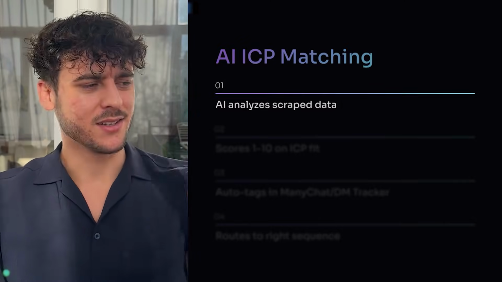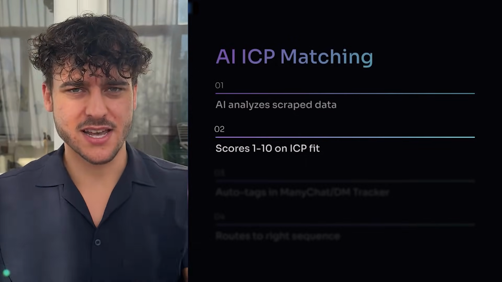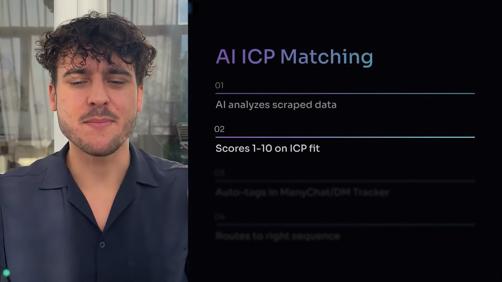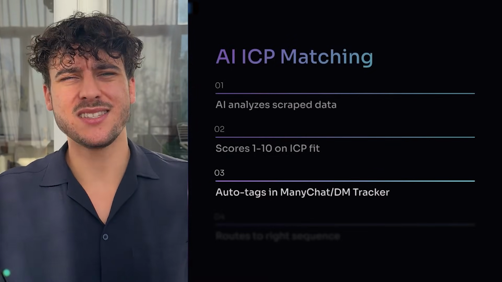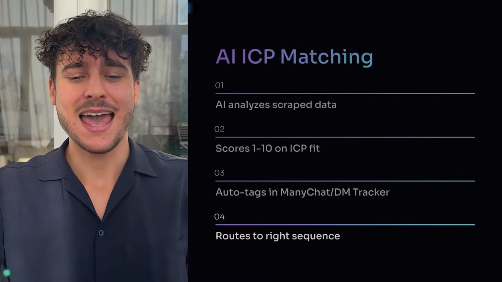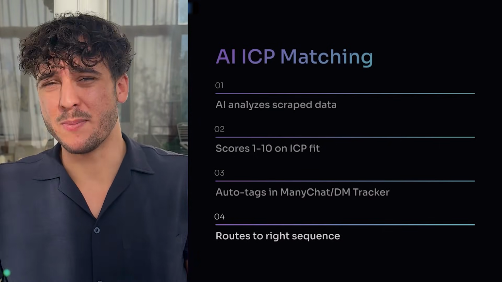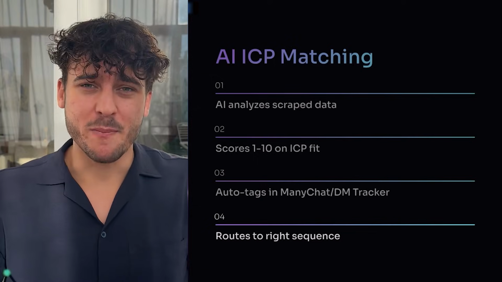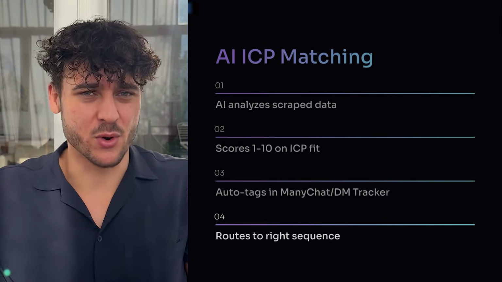AI analyzes the data that we scraped. It then scores them on a scale of 1 to 10 on how good of an ICP match they are. Based on that scoring, it will auto tag the people inside of Manychat, and it can even do it inside of DM Tracker as well, and it will route them to the right sequence. So maybe you don't want to reach out to people who are not an ICP match, or maybe you want to reach out to everybody, but you'd still like to know who your priority leads are.